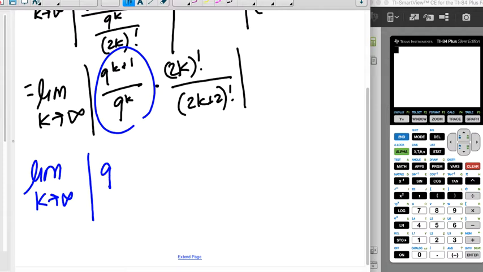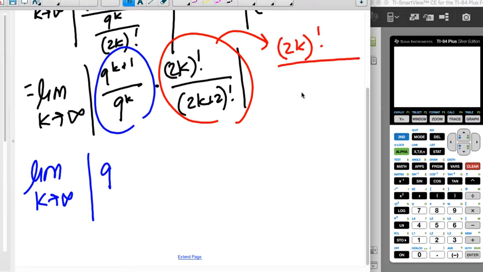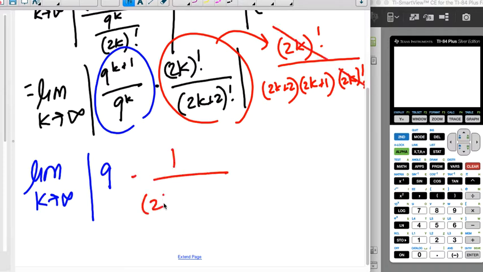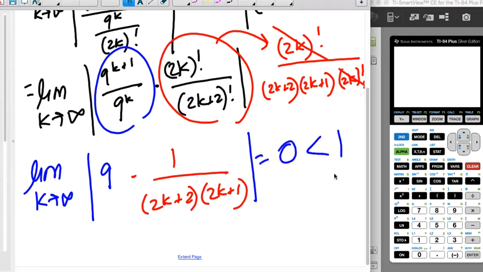This one's a little bit trickier. When you look at this one, 2k factorial is on the top. On the bottom, 2k plus 2 factorial means 2k plus 2, 2k plus 1, and then 2k factorial the rest of the way down. These guys cancel, and I end up with 2k plus 2 times 2k plus 1. It doesn't really matter in this instance because as k approaches infinity, I'm going to get a 0 again. This thing converges.